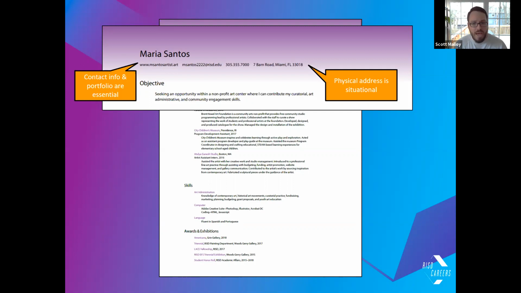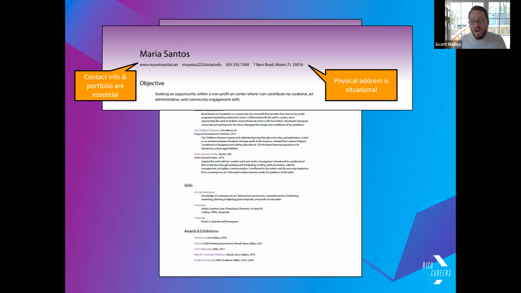A way to think about that is, let's say Maria Santos is from Miami. Let's say Maria were applying to opportunities in Miami. Including the physical address in that scenario actually makes a lot of sense, because then Maria is seen as a local candidate.